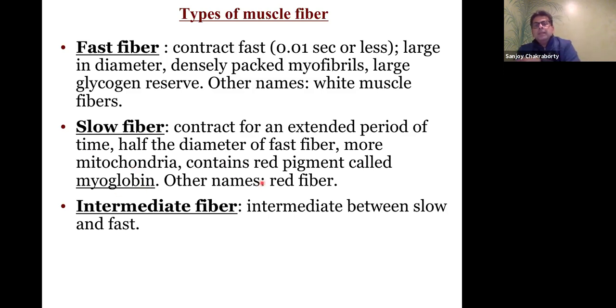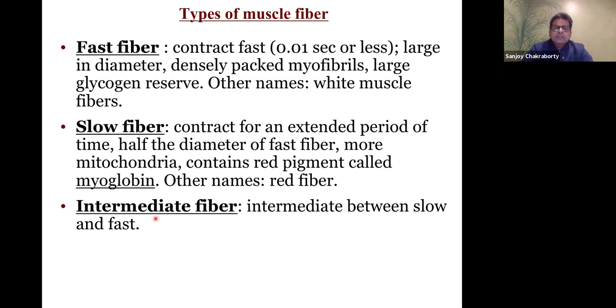Because of the red pigment, they appear red fiber. On the other hand, white muscle fiber, which is fast fiber, has densely packed myofibrils and a large glycogen reserve. They have a lot of sugar reserve. Boom, they break it down. They don't need to create ATP for a very long period of time, but they need ATP now. So they don't care about going up to the electron transport chain. They need to break down the sugar, need ATP now, and they work fast.